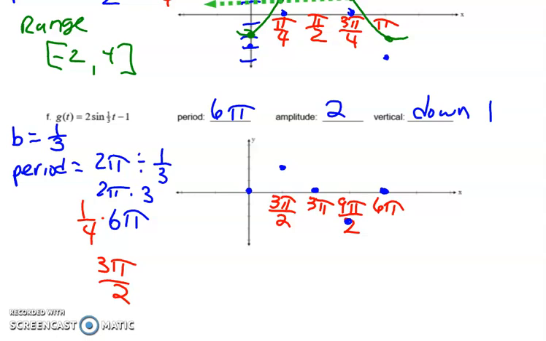I'm sorry, negative 3, rather, and then back to negative 1. So there lies our graph.